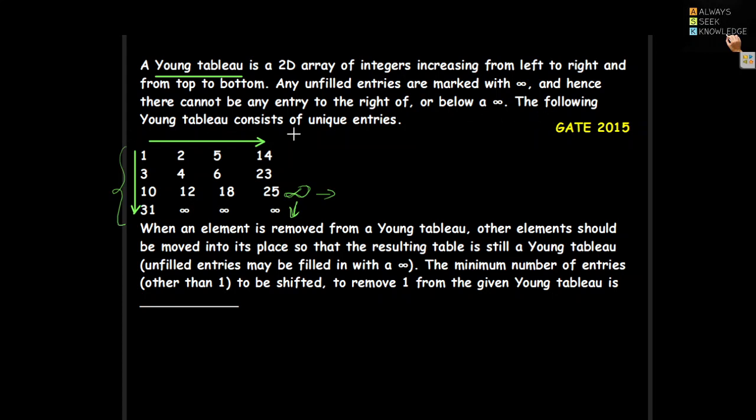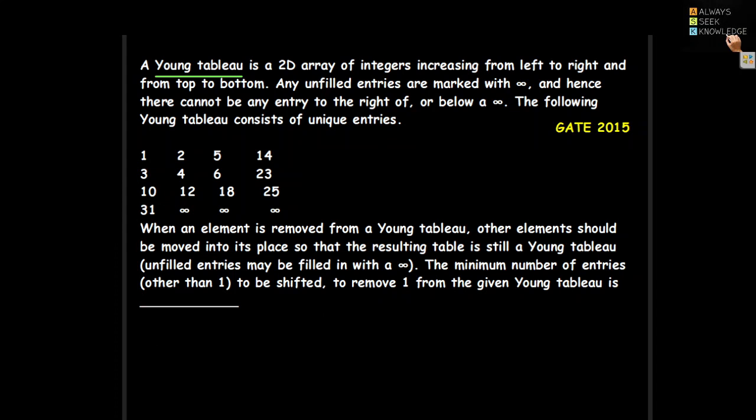Then the following young tableau consists of unique entries. There are only unique entries. That is also one of the restrictions. Okay. Now what they are saying, when an element is removed from a young tableau, other elements should be moved. This is obvious because to satisfy the restriction, the values are in an order, left to right in increasing order and top to bottom in increasing order. If you delete any element, let's say you are deleting 2 or 1 or 5, other values you need to shift. Okay.